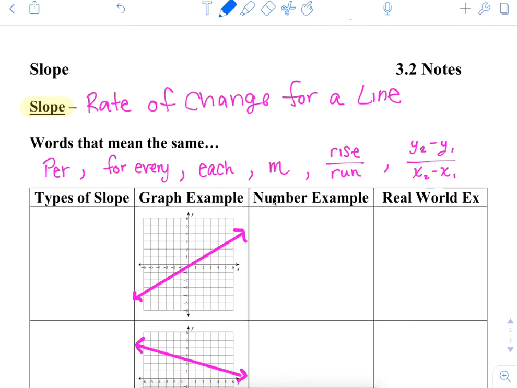So words that mean the same thing. If we're talking about word problems, you're going to use per, or for each, or for every. Those mean that you are multiplying with a variable. That's a slope or a rate. The M is going to come in handy when we are talking about our equation, y equals mx plus b. Rise over run is how we will count a slope on a graph. And that equation, y2 minus y1 divided by x2 minus x1, that's your formula for when I give you 2 points. We're going to be doing those 3 things today. I will let you know when to use each one.